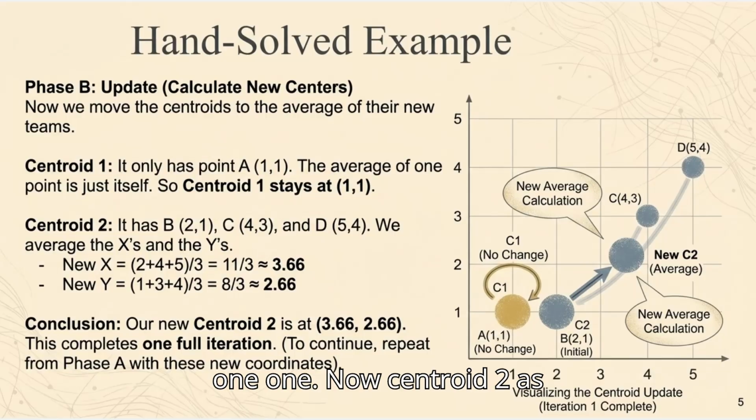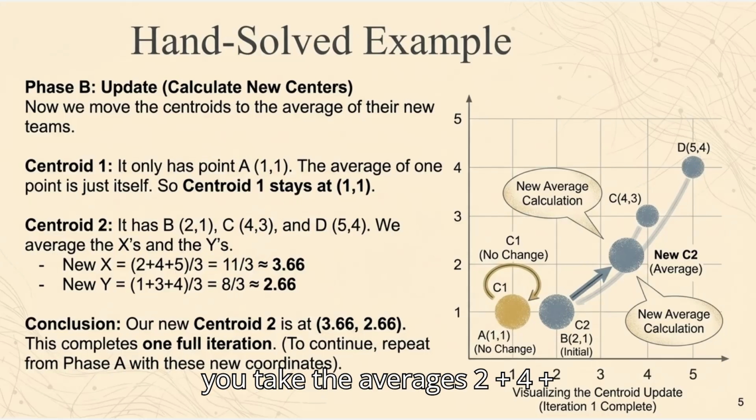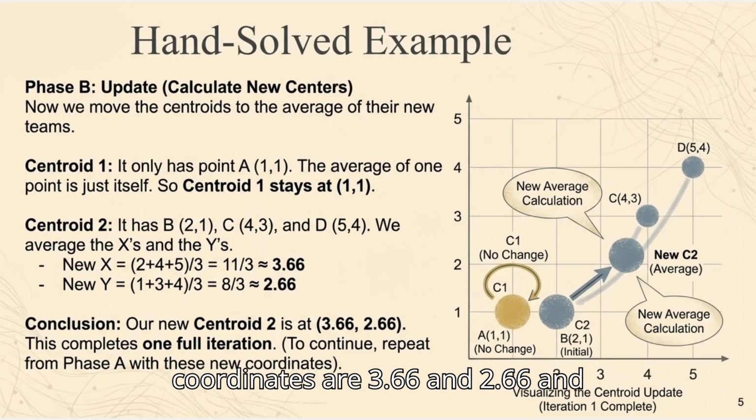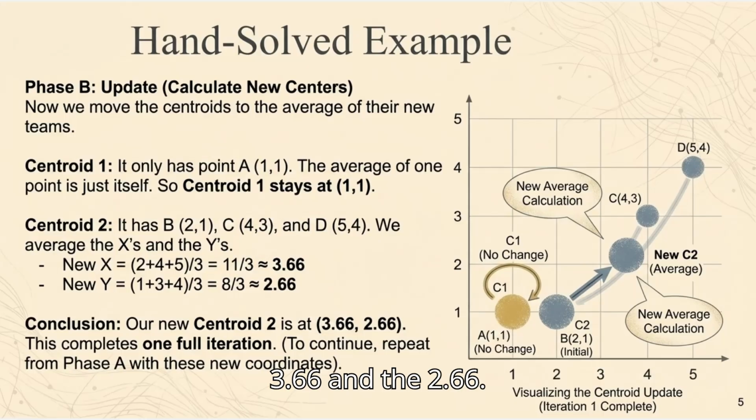Now centroid 2, as you can see, has B, which is (2, 1), C, which is (4, 3), and D, which is (5, 4). You have to average the x's and the y's. So for x you take 2 plus 4 plus 5, divided by how many of them, which is 3, and you get 3.66. Do the same for the y, 2.66. So the new coordinates of centroid 2 are (3.66, 2.66). And this is one full iteration. If the exam asks for another iteration, you would just repeat the same process using these new coordinates, 3.66 and 2.66.